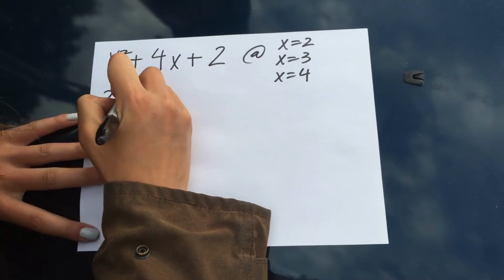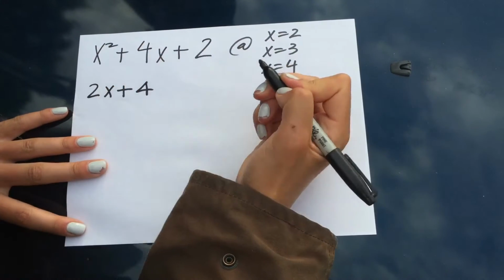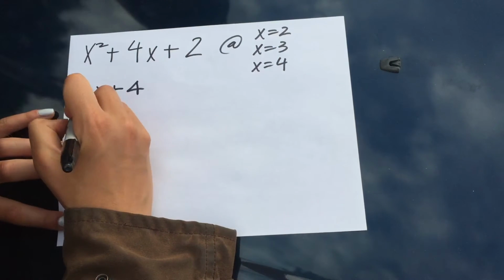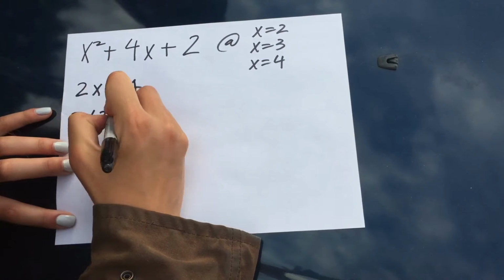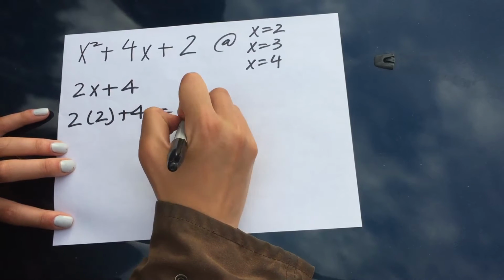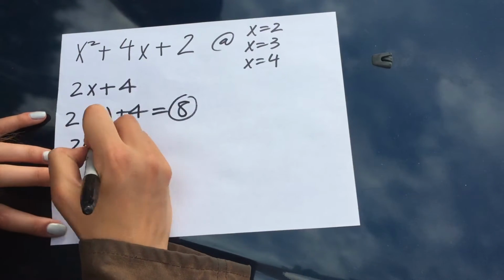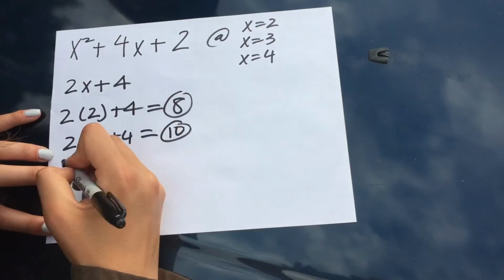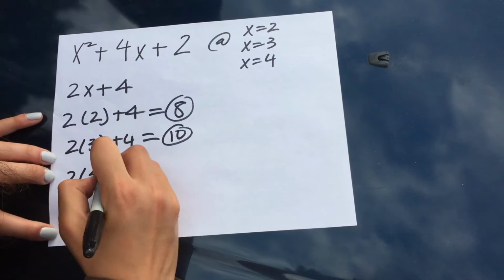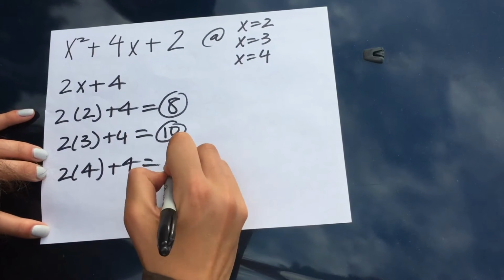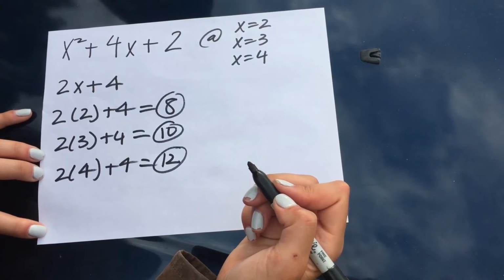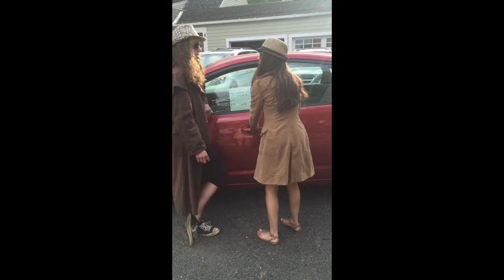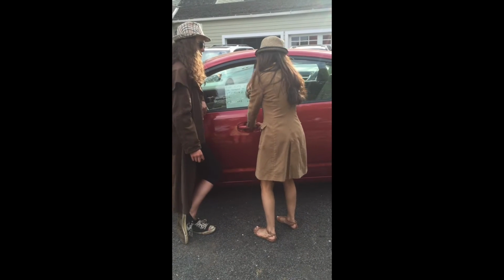First, you have to differentiate the equation to find the slope of the tangent line. Then, you plug in x equals 2, x equals 3, and x equals 4. Now, we have the code. So what's the code, Sherlock? 8, 10, 12.